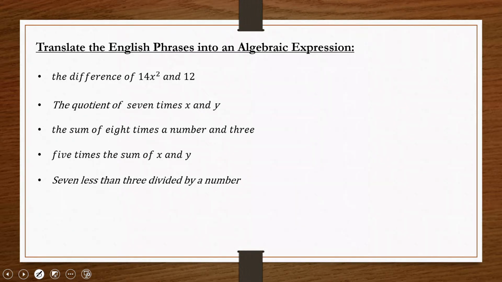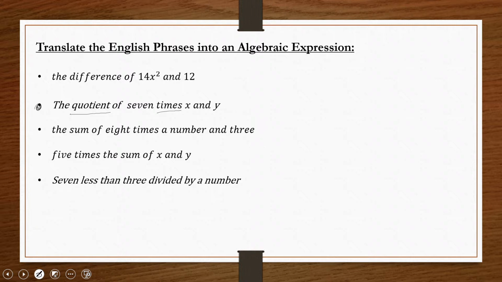So let's look at a couple of examples here. Let's look at this second one, the quotient of 7 times x and y. So here's what I mean by identifying key phrases and letting that build the structure. What are all the operations in this sentence? Well, quotient, we saw a second ago, signifies division. Times signifies multiplication.